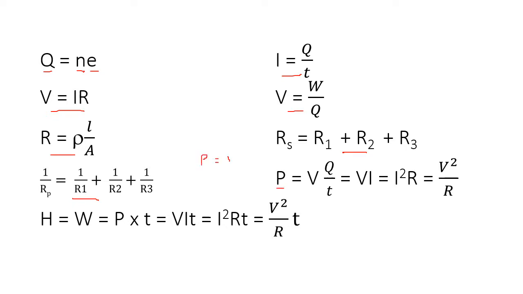Power is work done in unit time. So P is W upon T, or VQ by T, because V is equal to W by Q, so W is equal to V into Q. So VQ by T, Q by T is I, so VI, which is also I square R. These are many formulae given in the book which you have to use directly. This is the heat generated or the work done in a resistive circuit.